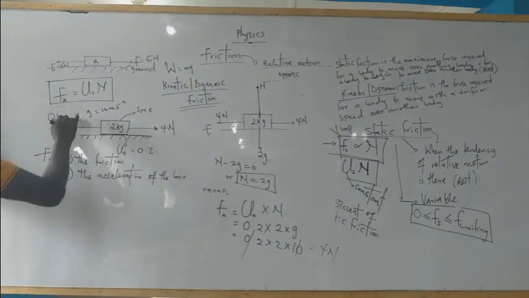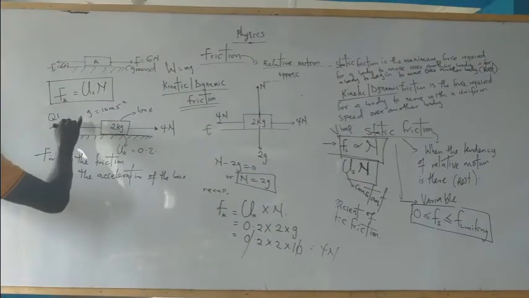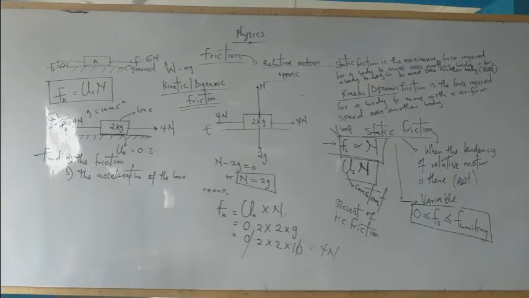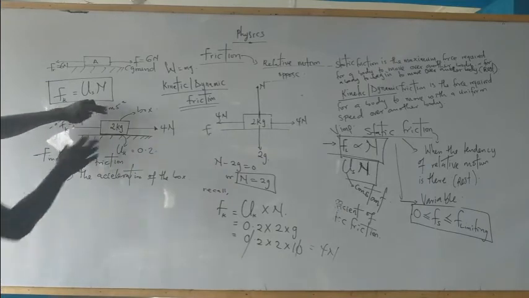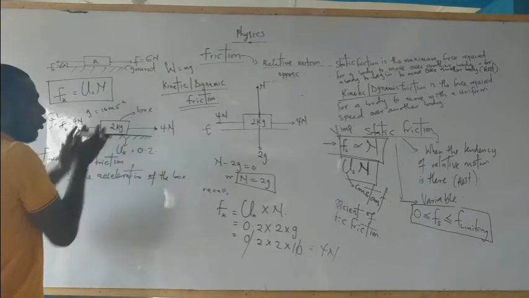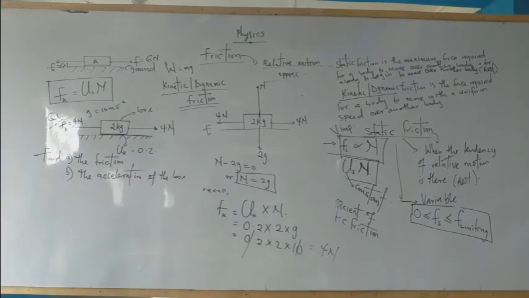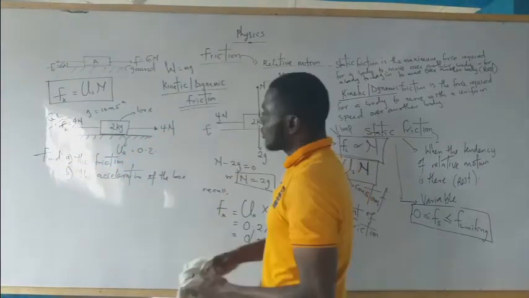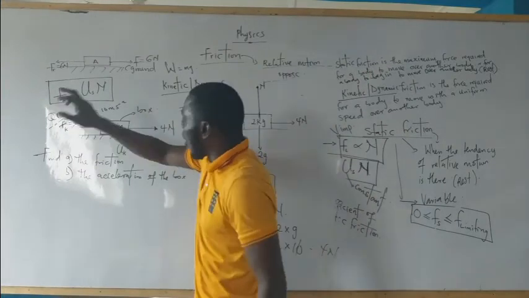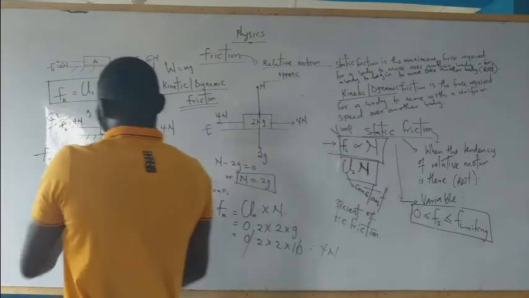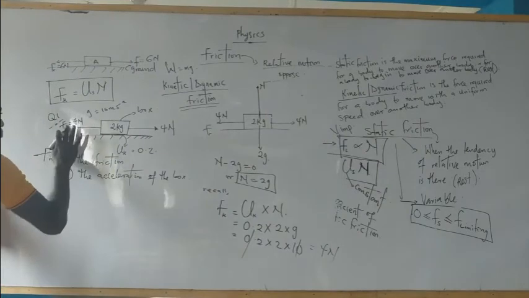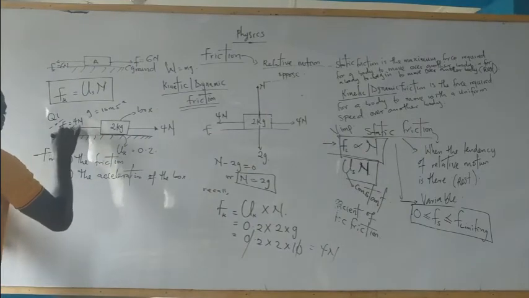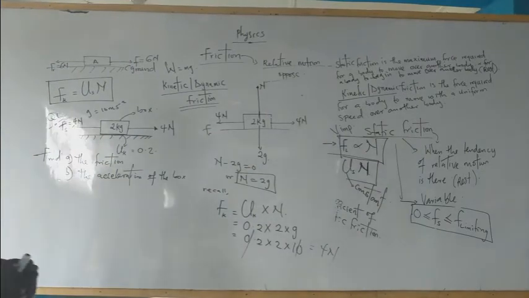That will be the limiting friction, which is 4 Newton, Fk. What does that mean? It means that this is static. The body will not want to move. Yes, it's static, because the force applied is equal to this. So this is the limiting friction. Now static. Static is not moving.